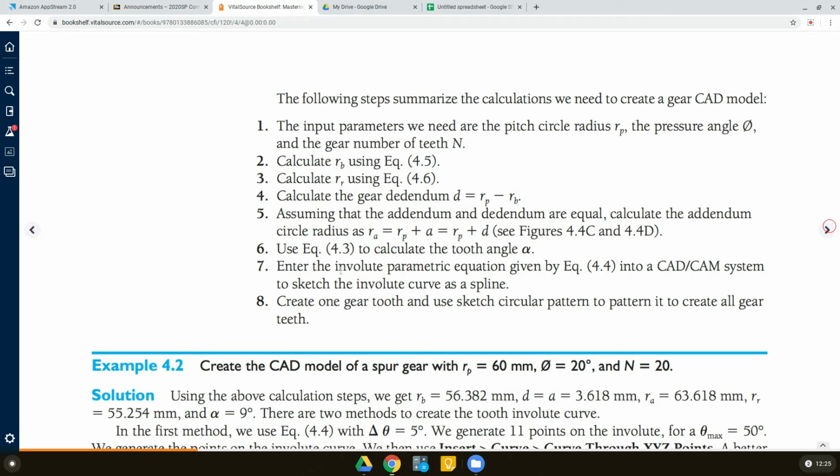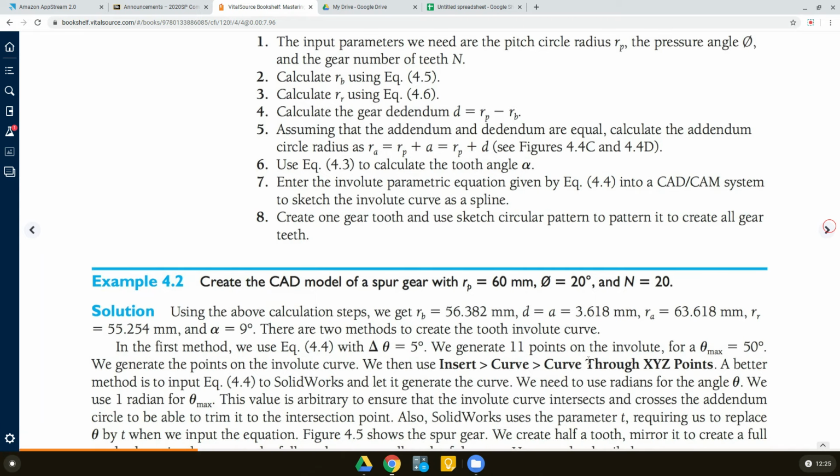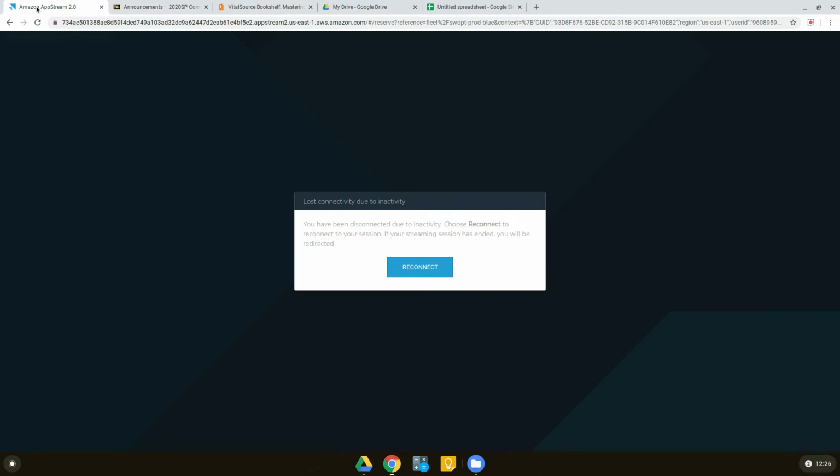And we need to enter the involute parametric equation in CAD/CAM system to create that profile of the tooth. So I will get to that, but first, now that we know the radii of all the circles, why don't we go ahead and draw these circles in SolidWorks? And you can see here our calculations are same as what are here. So we can either use these values or we can use the values that we have with us. Okay, so let's go to SolidWorks.